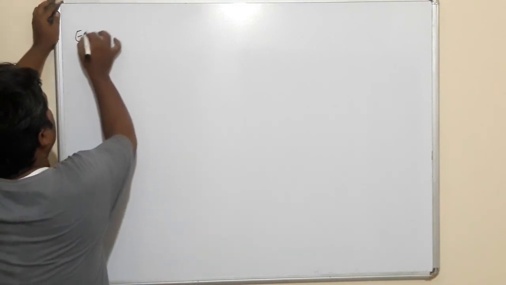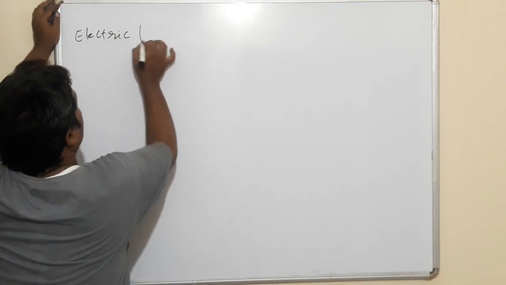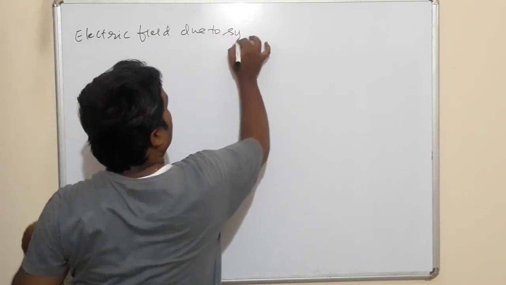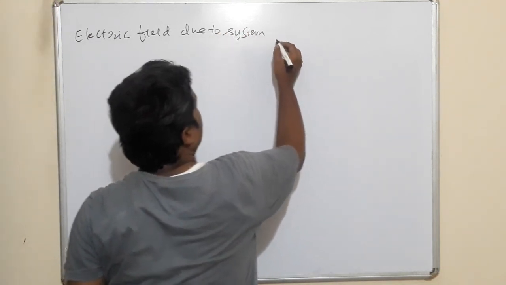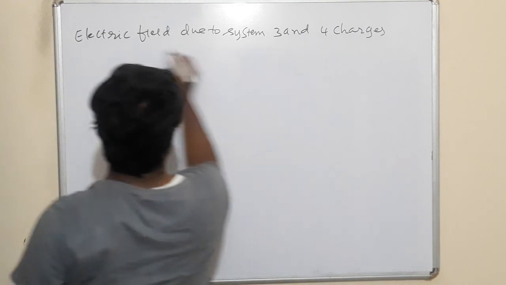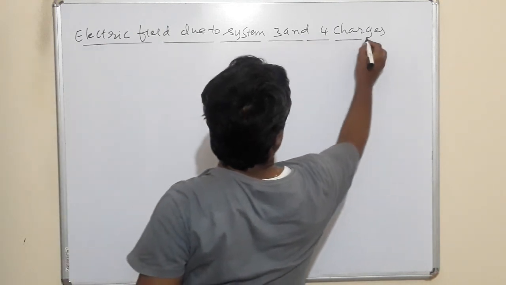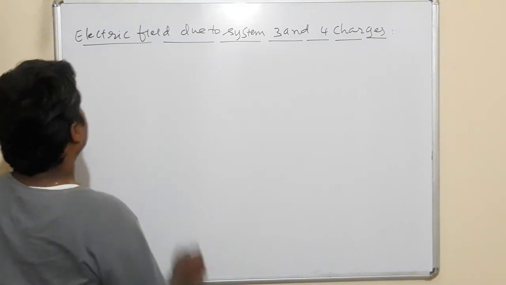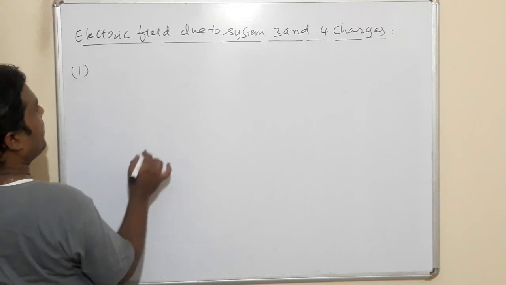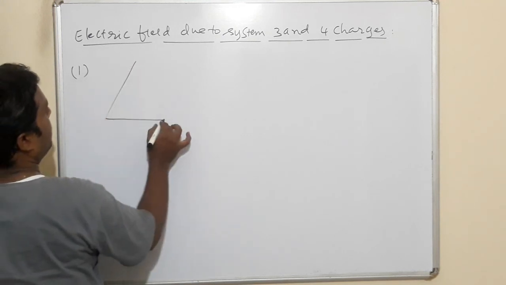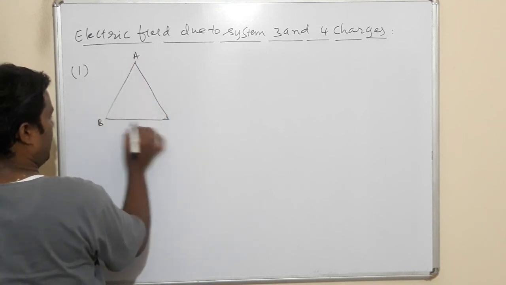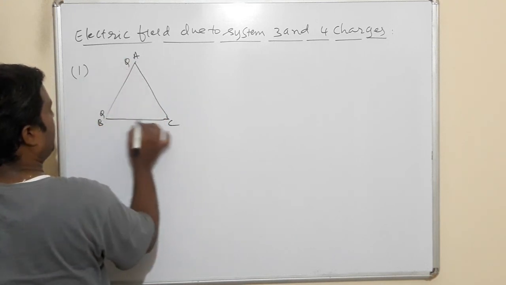Now we will study electric field due to a system of 3 and 4 charges. Directly I will take some examples. One you can do: let us suppose 3 equal charges are placed at 3 vertices of an equilateral triangle.